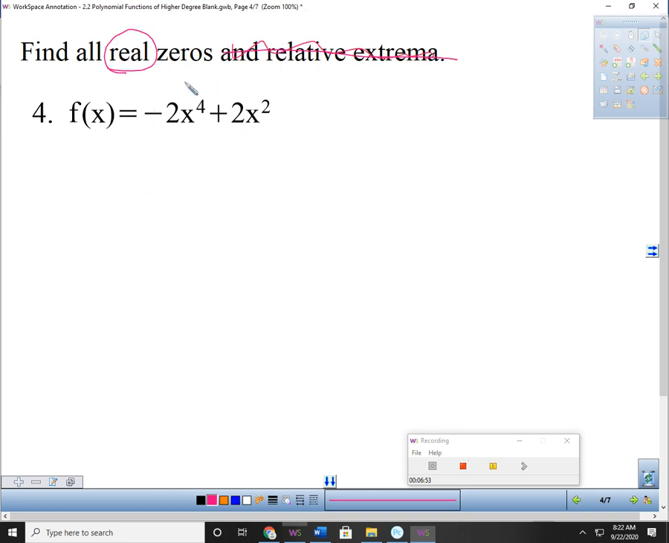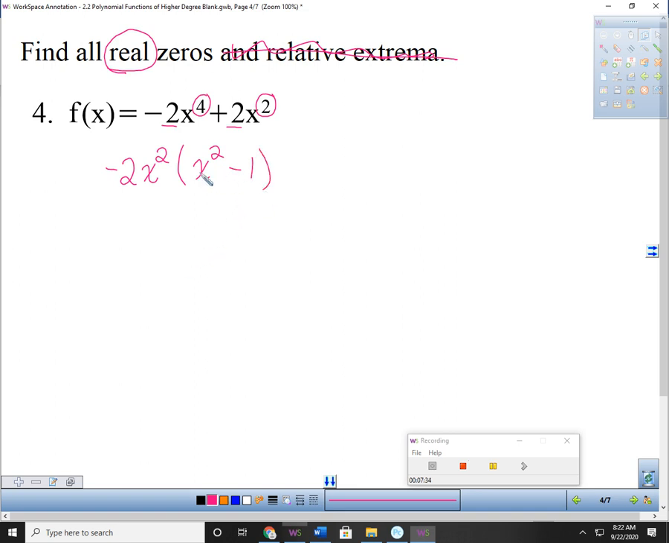So I'm going to go ahead and I look at this and I notice that both of these will divide by 2. And I don't like for my biggest degree to have a negative. So I'm going to take out a negative 2. And then also I have 4 x's here and I have 2 x's here. So I can take out the smallest number of those, which would be the x squared. So if I divide this, negative 2x to the 4th divided by negative 2x squared is a positive x to the 2nd. And 2x squared divided by negative 2x squared is negative 1.